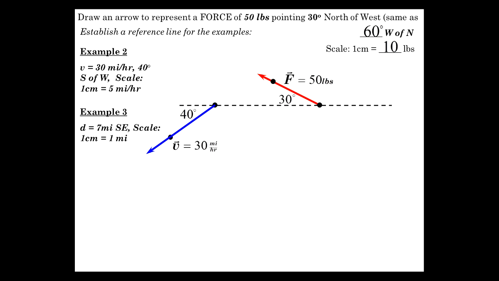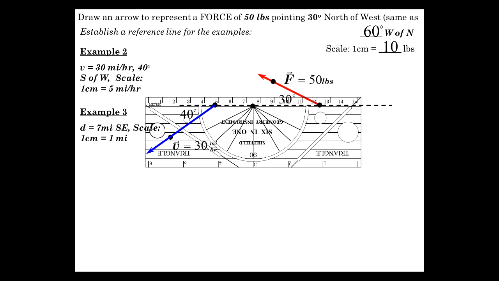Example 3. So if you're going along with this and actually constructing them, the good thing is you can pause the video and do it. So we're going to stick a third one in here. 7 miles southeast. This is a displacement vector. 1 centimeter is 1 mile.